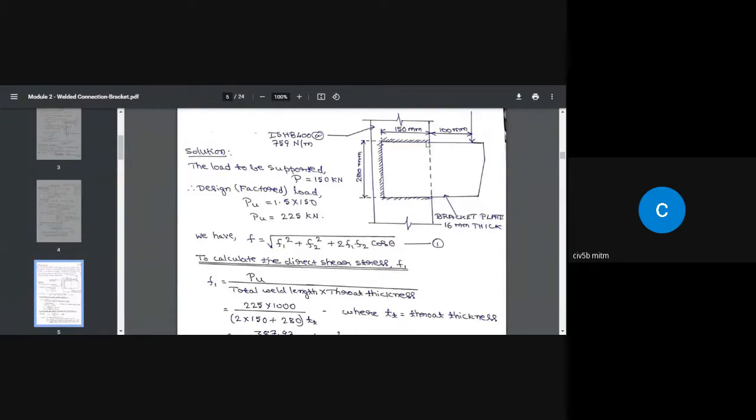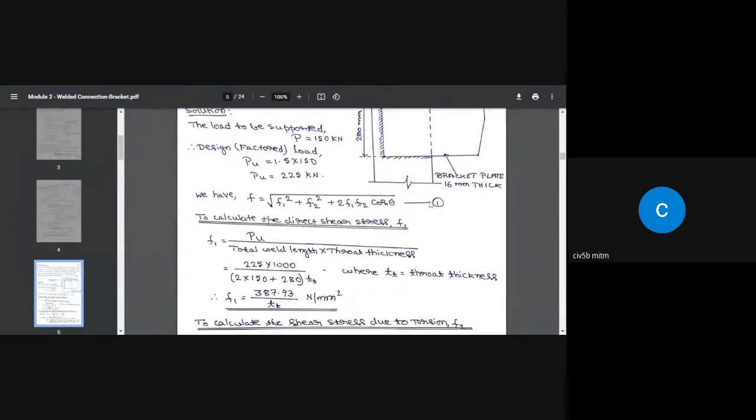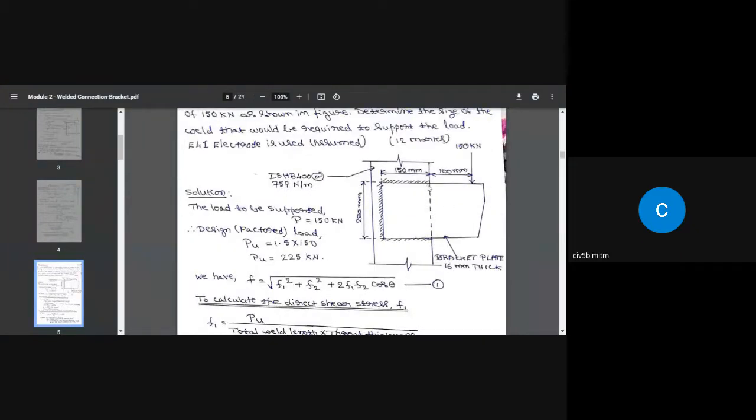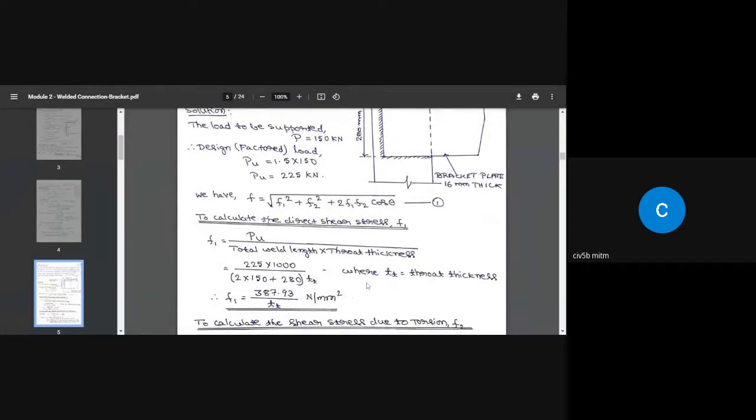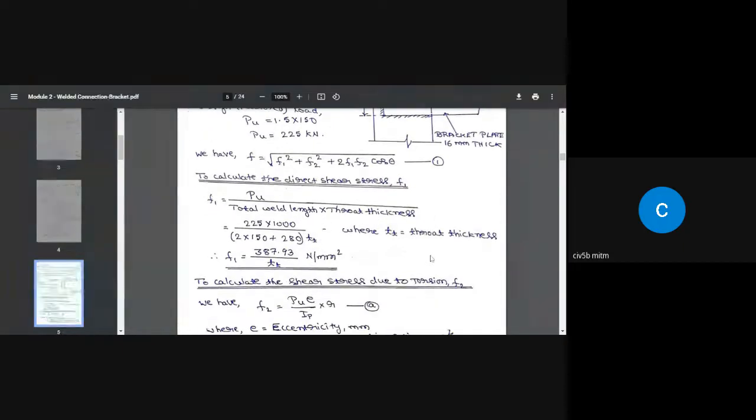That means if you take unit area along the length of the weld, the direct shear stress is going to be this much. It's constant. Whether you take the critical area of the weld or the weld where it is subjected to least stress, as far as F1 is concerned, it is constant. So that is PU divided by total weld length multiplied by the throat thickness.